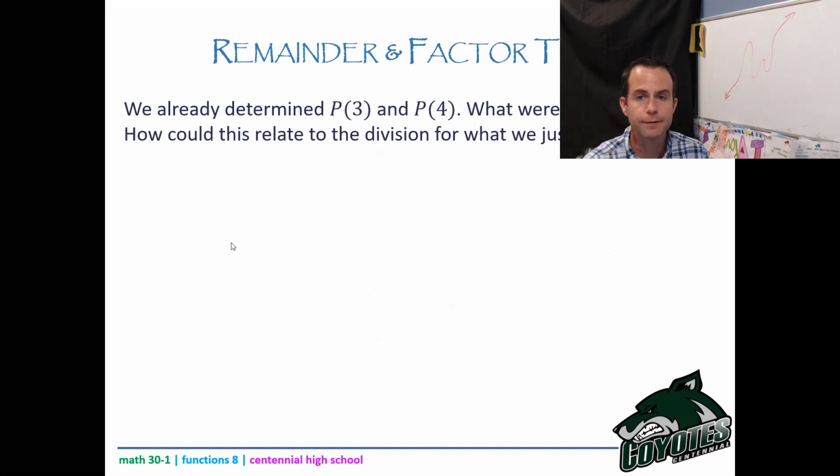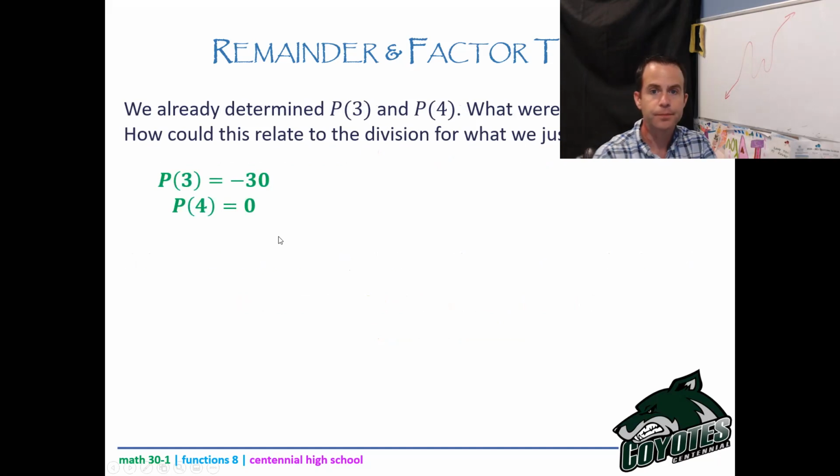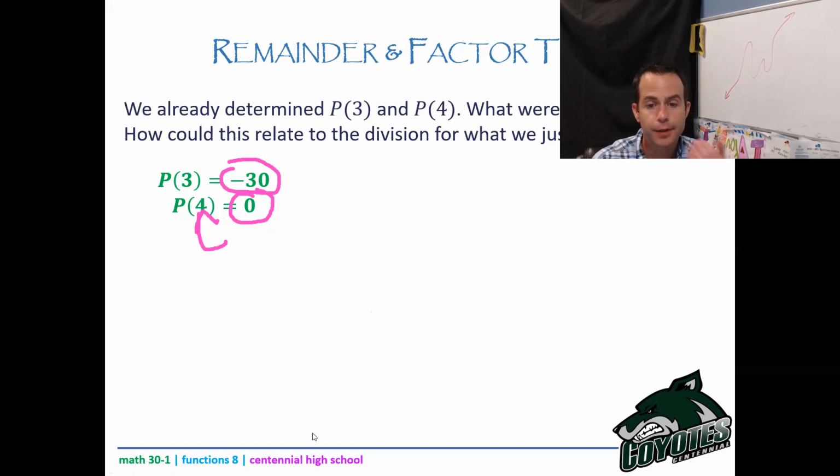Okay, so we've determined P of 3 and P of 4. What were those answers? Well, P of 3 was negative 30 and P of 4 was 0. And what I want you to notice is those are the remainders that we got. When I divided by x minus 3, I got a remainder of negative 30. Look back at your notes there. When I divided by x minus 4, I got a remainder of 0. And so if I just plugged that number into the original equation, it would give me the remainder. And that's called the remainder theorem.